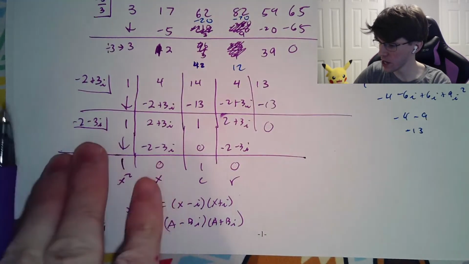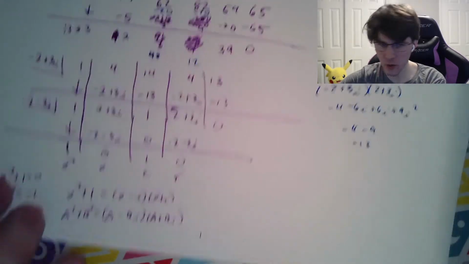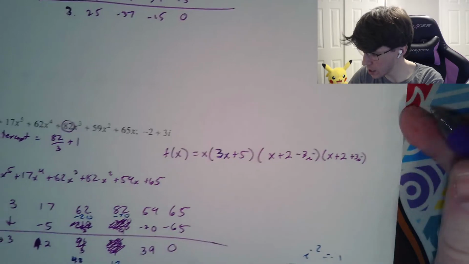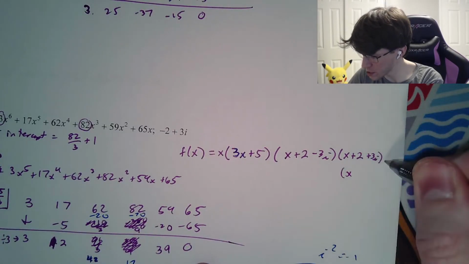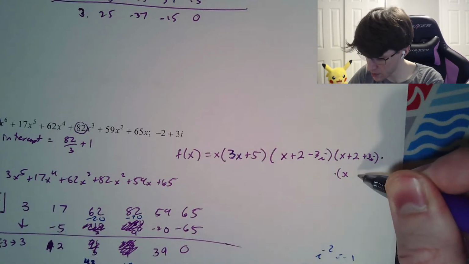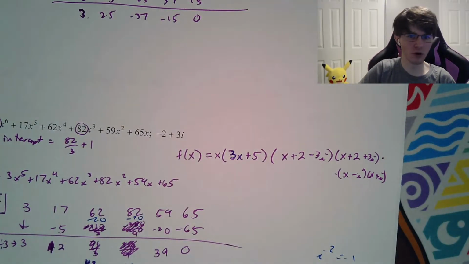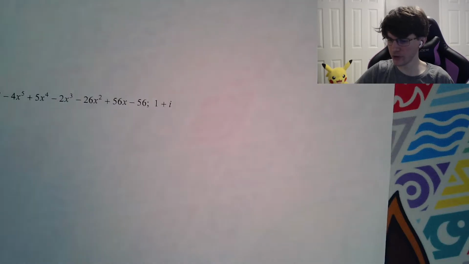So our very final answer, we're almost done, all the way up here, x times 3x plus 5 times this whole thing, multiplied by, and I'm running out of room on the page, times x minus i times x plus i. Holy moly, what a question. And we got 2 more.